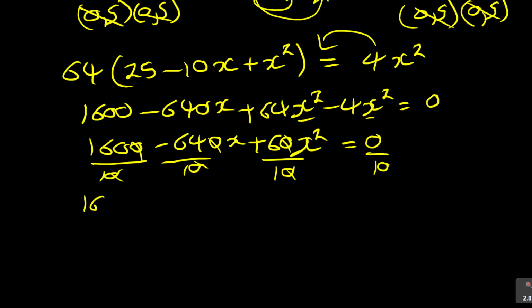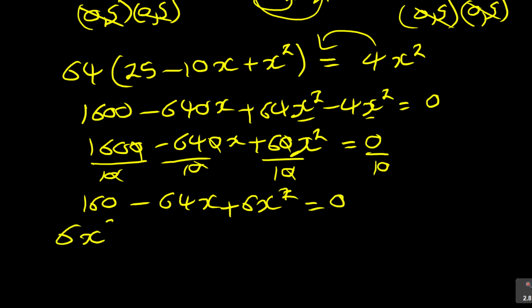All right, so it's 160 minus 64x plus 6x squared equal to 0. Write it in quadratic form: 6x squared minus 64x, you can further divide, plus 160 equal to 0.